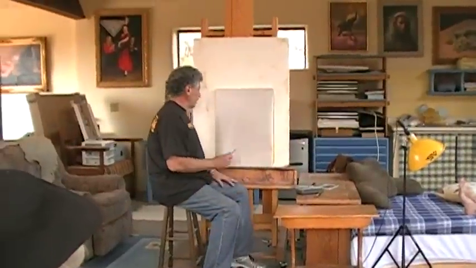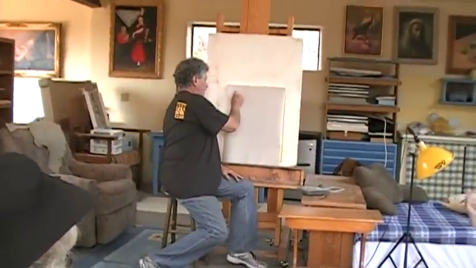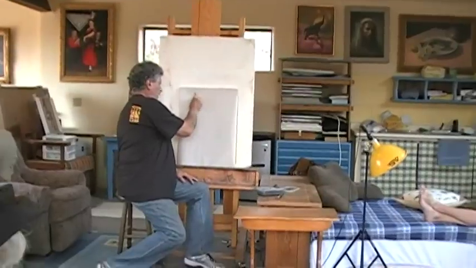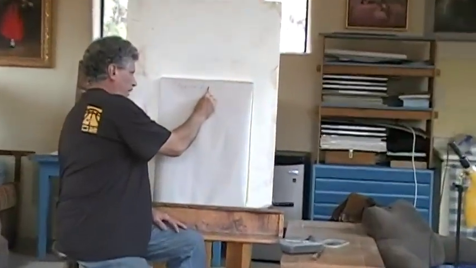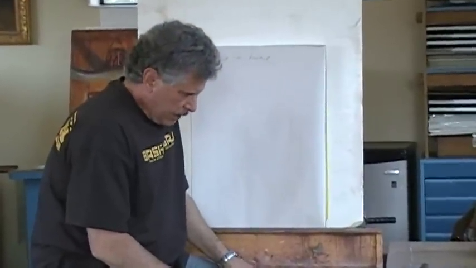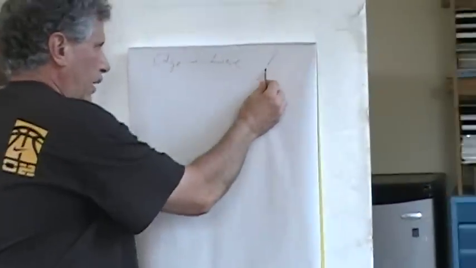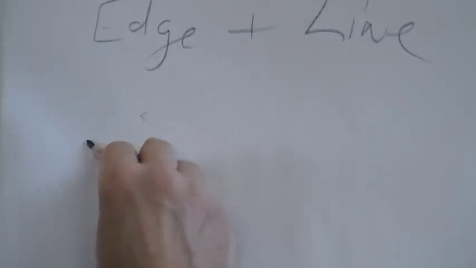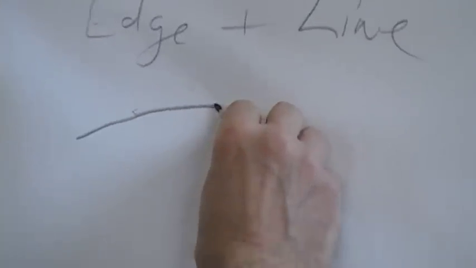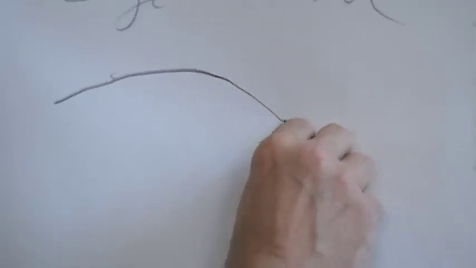Okay, so today we're going to continue on edge, but we're also going to talk about line related to edge. The reason I have you shape your pencil a certain way, like a wedge, is so that you can essentially rotate the pencil and continuously go from either a broad line to a very thin line to essentially any type of line you want without ever taking your pencil off the paper.